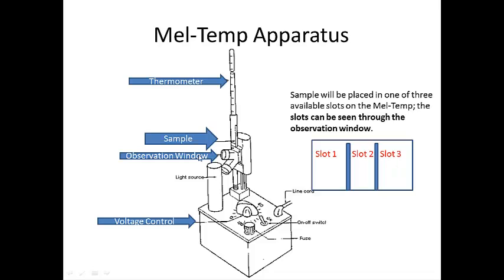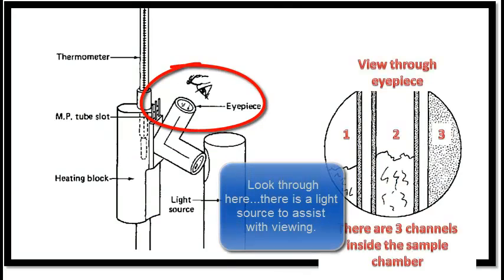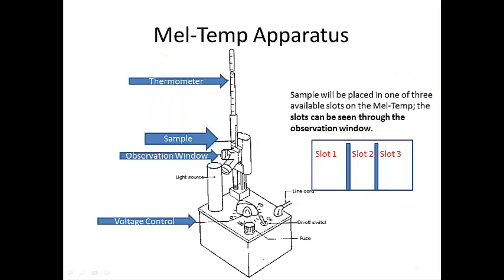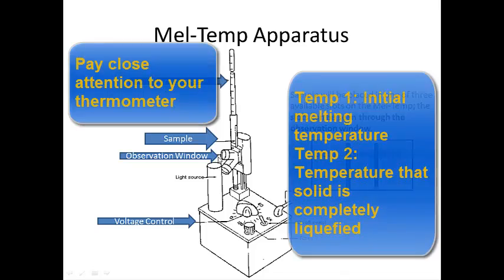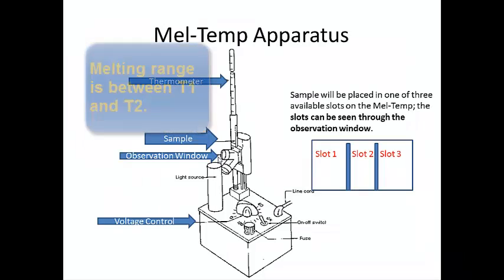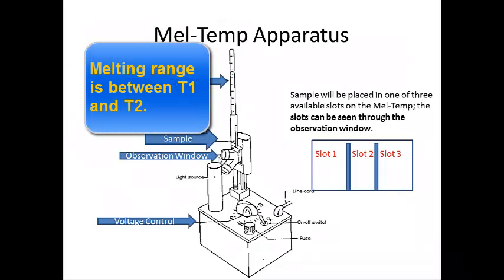All right. And the way you use this, once you put your sample in and have it set to the right temperature, you look through the observation window. You observe 2 temperatures. Number 1, the temperature at which it starts melting, and then the temperature where it's completely melted. That range is going to be your melting range for this particular compound.